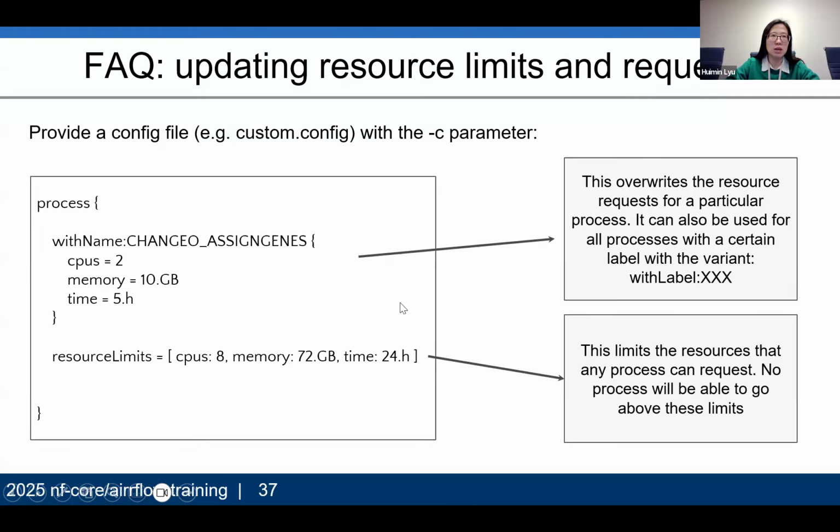Or, for example, the gene assignment usually costs a lot of memory and CPU. Probably you figure out you need 800 gigabytes. So you can request that amount there, but you need to make sure you have those resources in your system. And also you need to set the resource limits, because resource limits are a cap on all the resources you can ask for in your process. If you want 800 gigabytes of memory in one process, but here the memory limit is 72 gigabytes, you can get at most 72. So don't forget to change the resource limits to 800 gigabytes of memory as well.